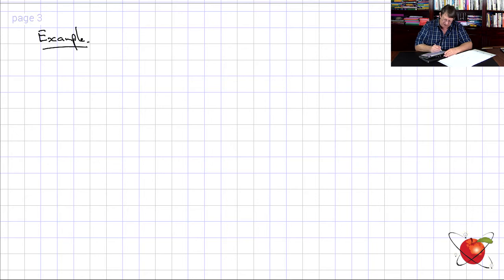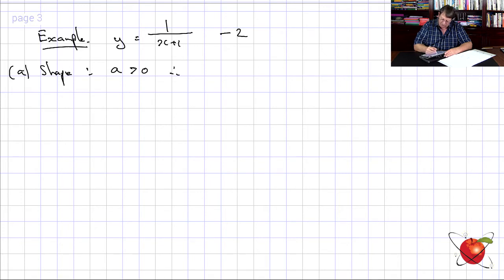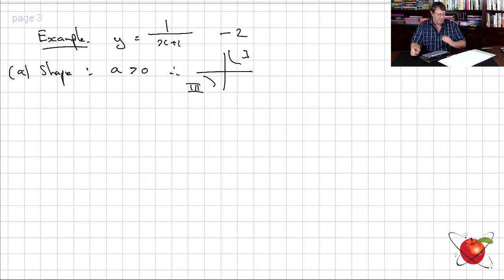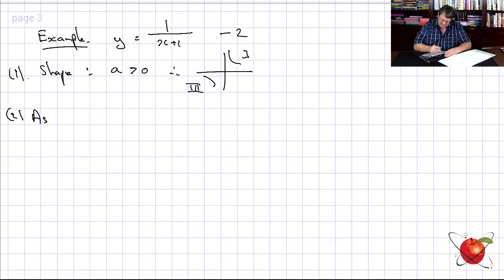They say sketch the following graph, and it's y is equal to 1 over x plus 1, minus 2. Okay. Step 1, shape. What do I say? a is greater than 0, therefore my graph is in quadrant 1 and quadrant 3. Okay, I've got that. That's my shape. Step 2, let's look at the asymptotes.